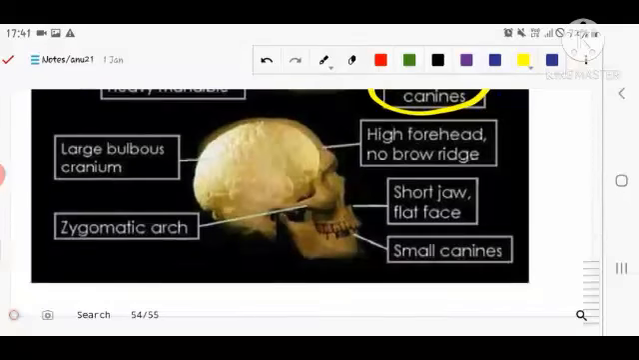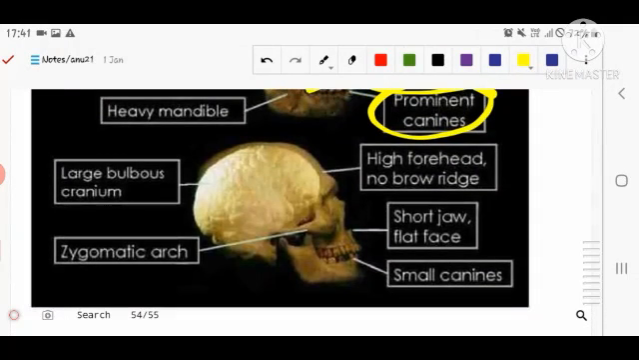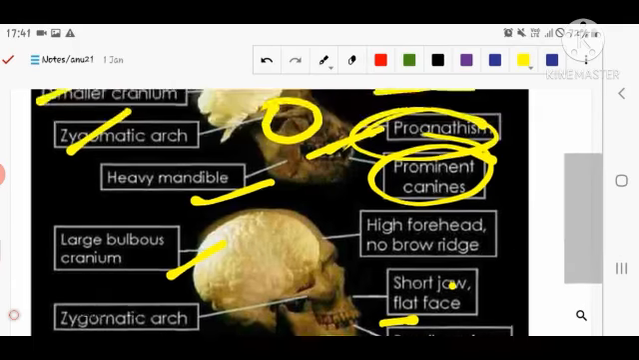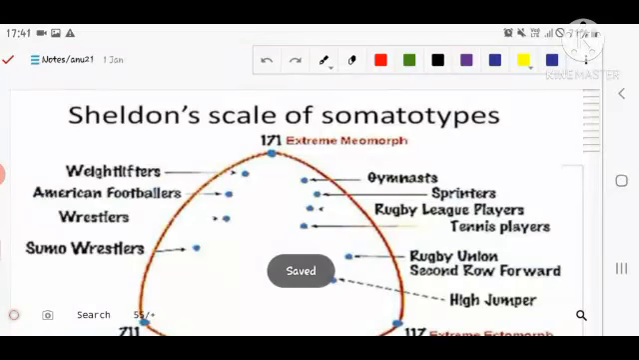But if you are talking about ourselves as the human race, modern Homo sapiens, that is not heavy. A large bulbous cranium is found, a zygomatic arch is also there, small canines, a short jaw, a high forehead, and no brow ridges are found. That is the whole summary of the differences.